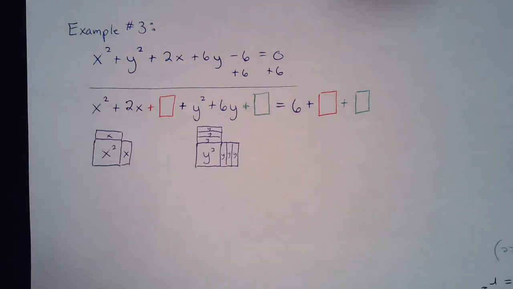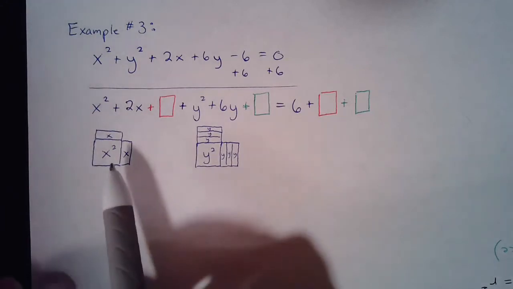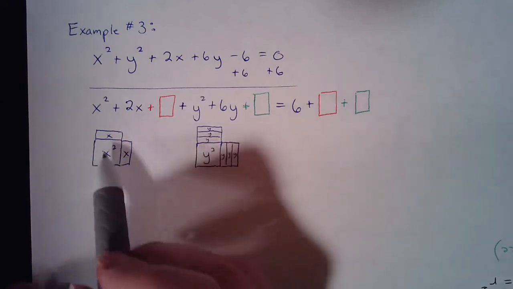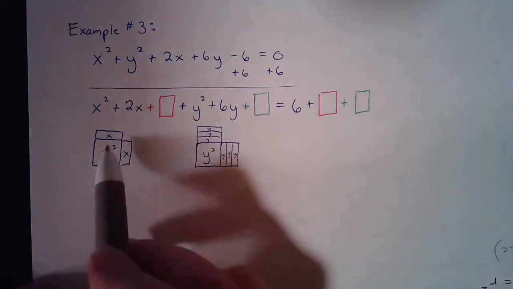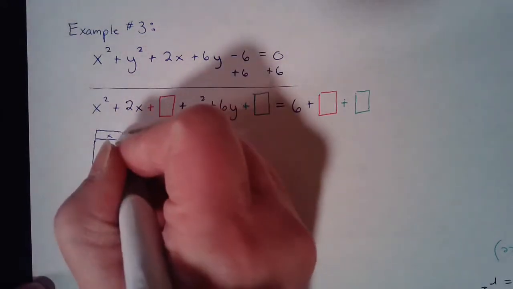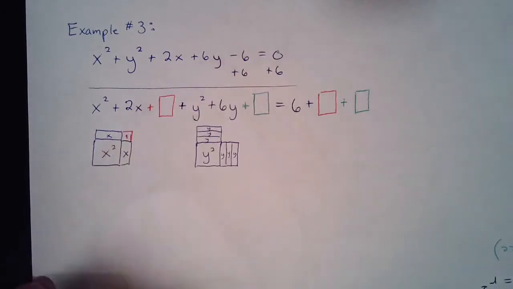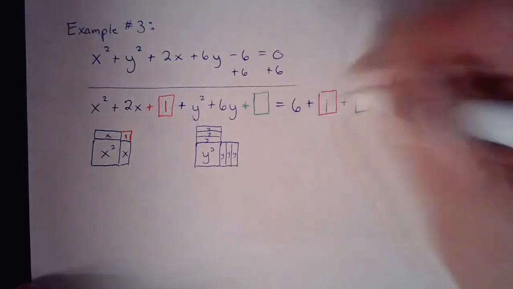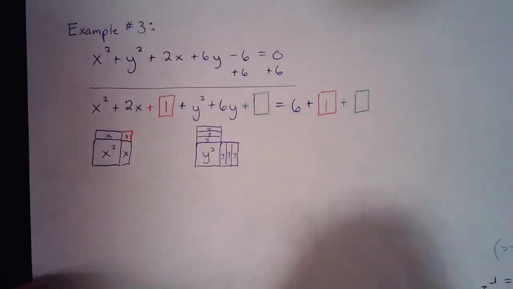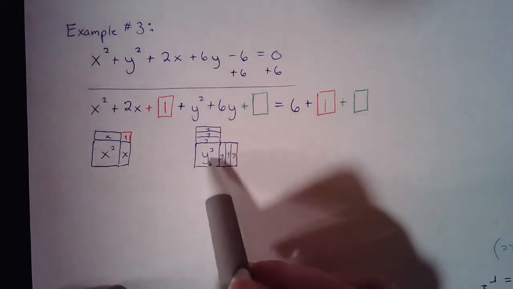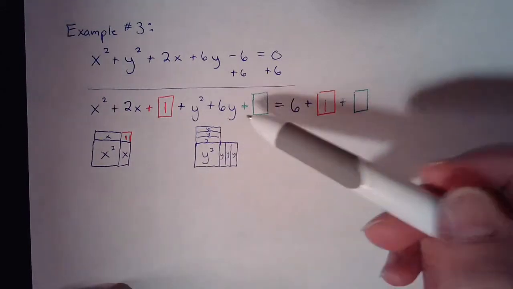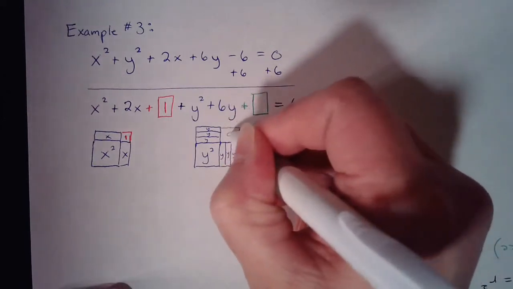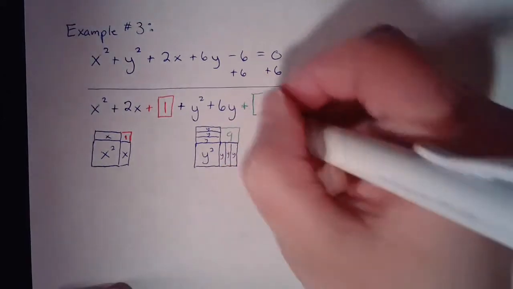Alright, so now on this example, I wanted to complete the square using tile drawings. Okay, so on this one, I can see that from this I've got 1 x squared tile and 2 x bars. So it's going to take 1 unit to add to complete the square. So now I've got to add that to both sides of my equation. Now I can do the same thing for the y's. I have 1 y squared tile and I have 6 y bars. And so it's going to take 9 to complete the square for that part.